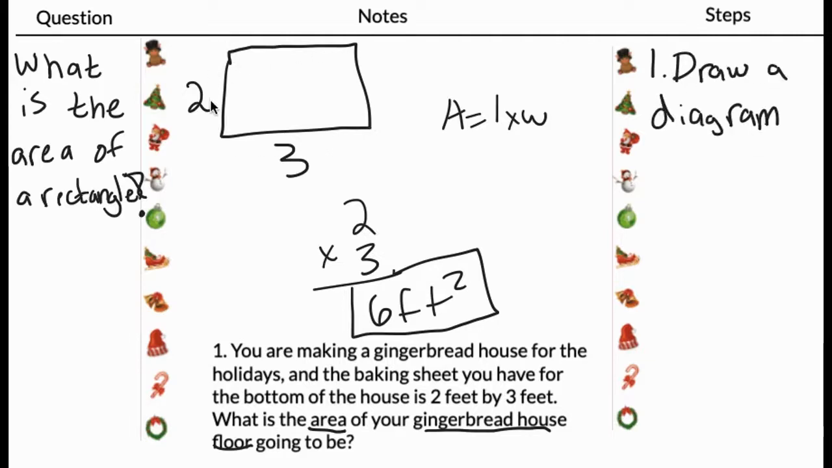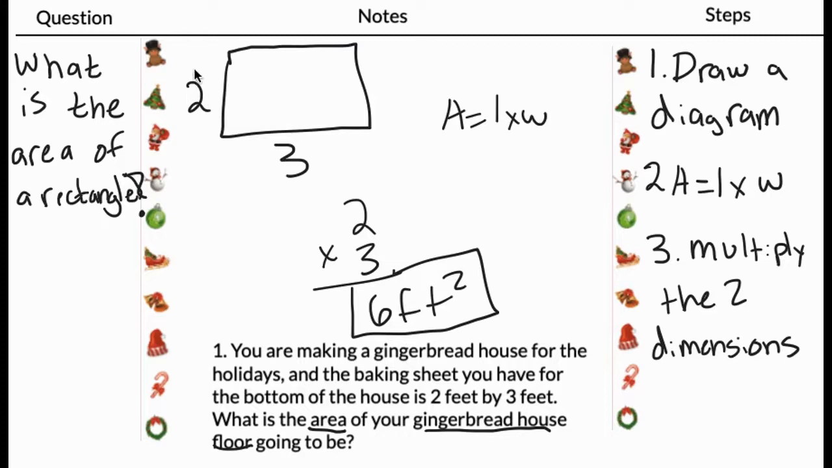After I did that, I had to think about, okay, well, how am I going to actually find the area here? I know that the dimensions of it are 2 feet by 3 feet, so I know that's going to be my length and my width. So I then needed to know what the area of a rectangle is. Then after that, all I had to do was multiply the length times the width. So once I did that, I solved my problem. So I had 3 steps here that I took to solve my problem.